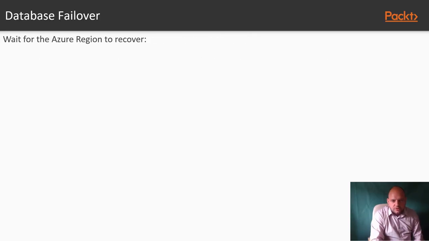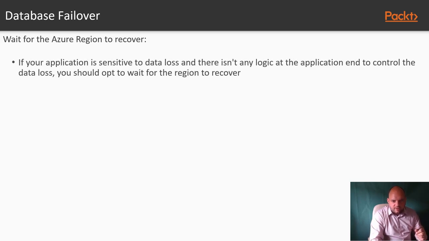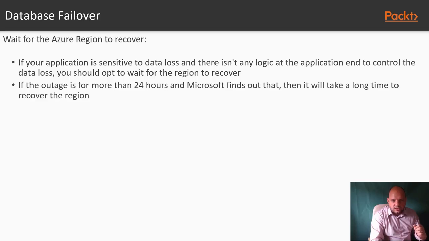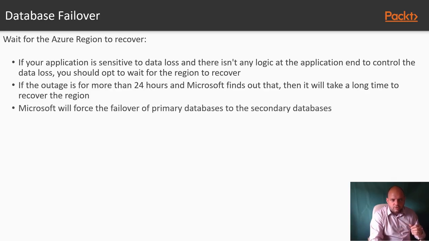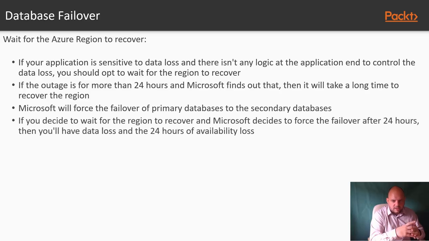The second option is to wait for the Azure region to recover. If you've got an application that's sensitive to data loss, and there isn't any logic at the application end to control data loss, then you might opt to wait for the region to recover. However, if the outage is for more than 24 hours and Microsoft finds out that it's going to take a long time to recover the region, Microsoft will force a failover of the primary to the secondary databases. Therefore, if you decide to wait for the region to recover and Microsoft decides to force the failover after 24 hours, you have data loss and the 24 hours of availability loss.